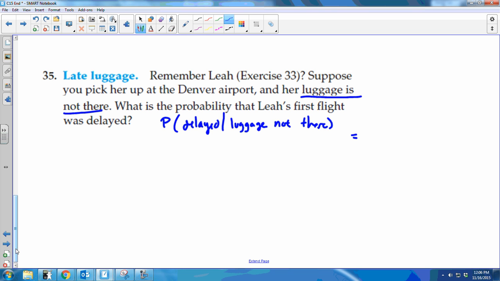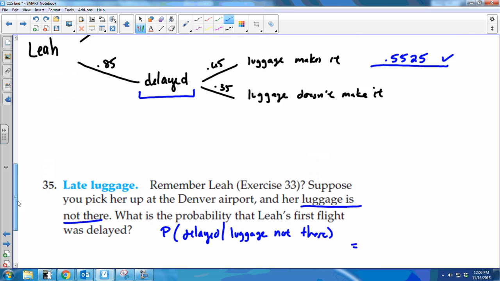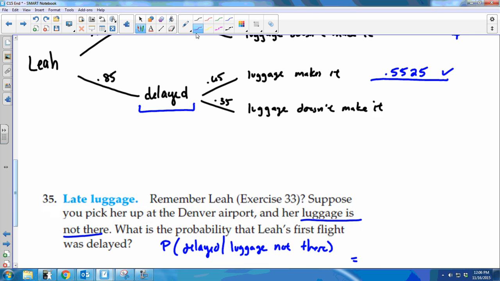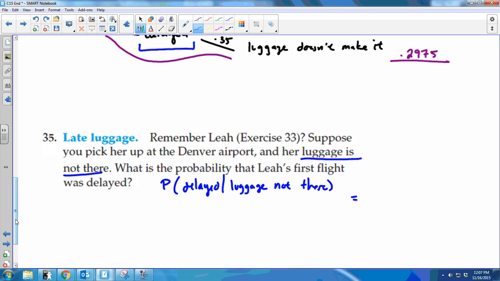But I can still use the tree to get the numbers. I just can't actually multiply across the tree to get the answer. So what's the probability that the luggage is not there and it's delayed? Both of those happening. Well, that would be this path or this branch, which is 0.2975. That's the probability of both of those happening.